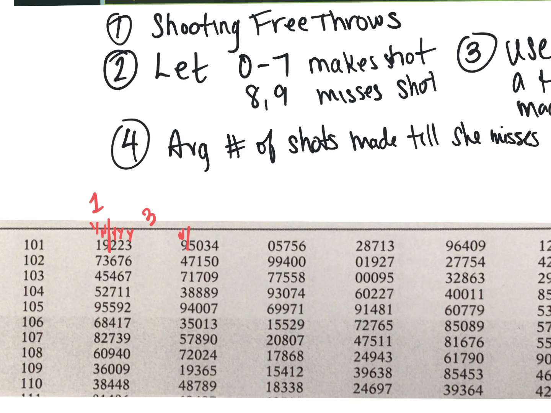Okay, 5, did she make it? 0, did she make it? 3, did she make it? 4, did she make it? How am I determining that? We said any number between 0 and 7 is a made shot. If it's an 8 or 9, she misses. So we're just looking until we get to an 8 or a 9. She makes it, she makes it, she makes it, she makes it, she makes it, she makes it, she misses. I have all numbers 0 through 7 until this 8 here, which means she missed it. That's 1, 2, 3, 4, 5, 6, 7, 8, 9, 10.